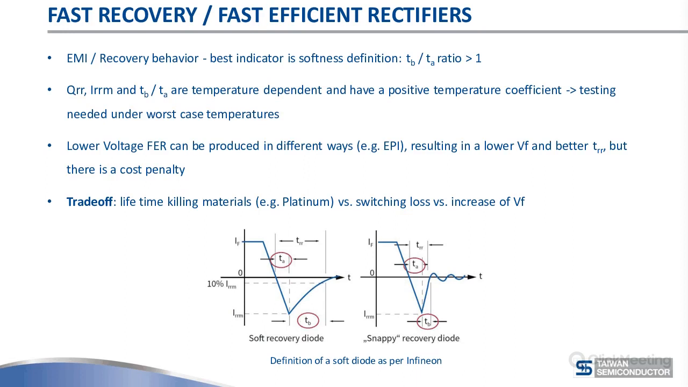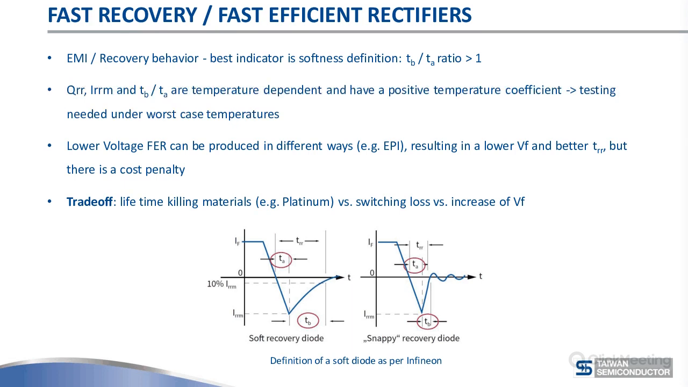Also, what you need to understand is that QRR and IRRM and also the TB over TA ratio are actually temperature dependent. So you need to test them at your worst case condition to really make sure that you have an adequate comparison between two suppliers. So this is something that is difficult to do just based upon the data sheet.